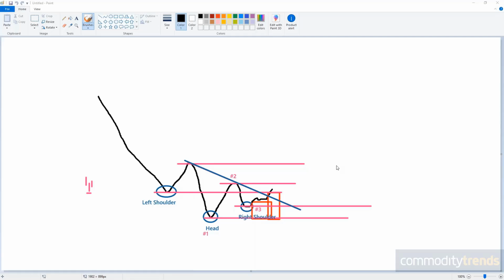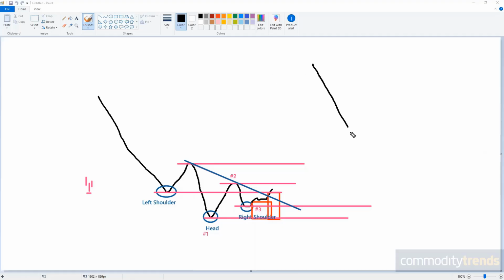Now, that is an asymmetrical head and shoulder bottom pattern. What I mean by that is the shoulders are not even with one another. So let me draw out a symmetrical pattern. I'm just going to put it up here.